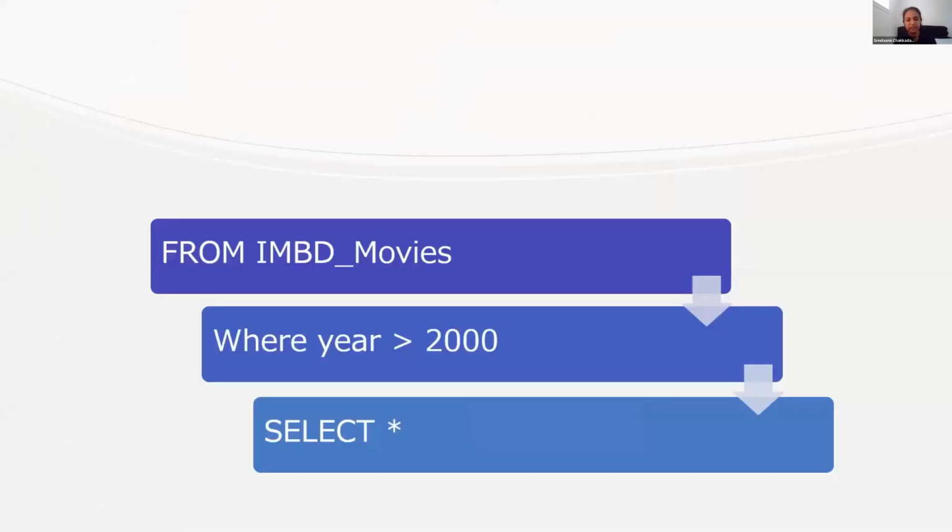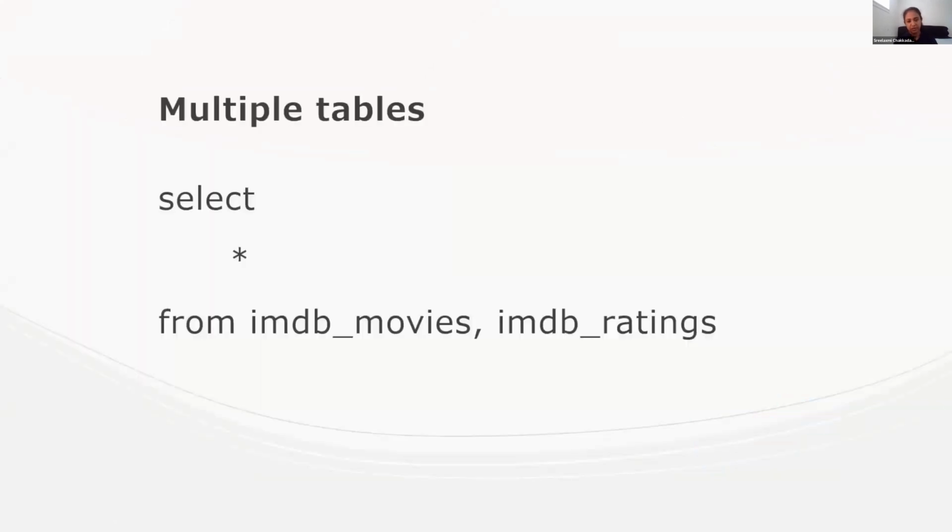So yeah, this is from IMDb movies. The compiler hits the IMDb movies first, and then it goes to the where condition. Then only it comes back to the select query. If you think this way while writing a query, it would be very helpful. Using multiple tables, we can just use a comma in the from clause to hit multiple tables.